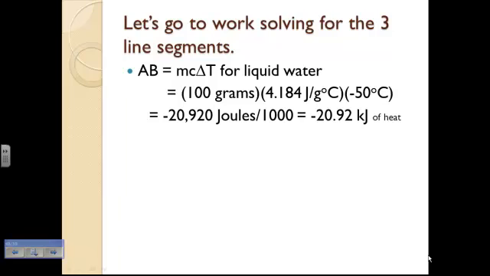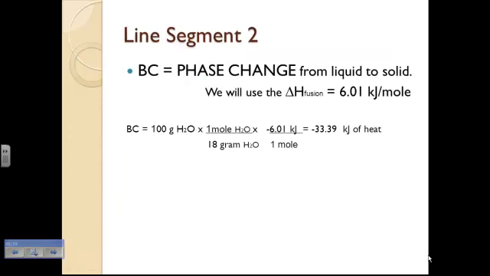Now what? We have a flat line. We know that represents a phase change. Line segment BC is when liquid water turns to ice. We have to use the heat of fusion constant, 6.01 kJ per mole. That's the value at 0 degrees. Knowing that it says kilojoule per mole, we have a little mole map work to do with this problem.